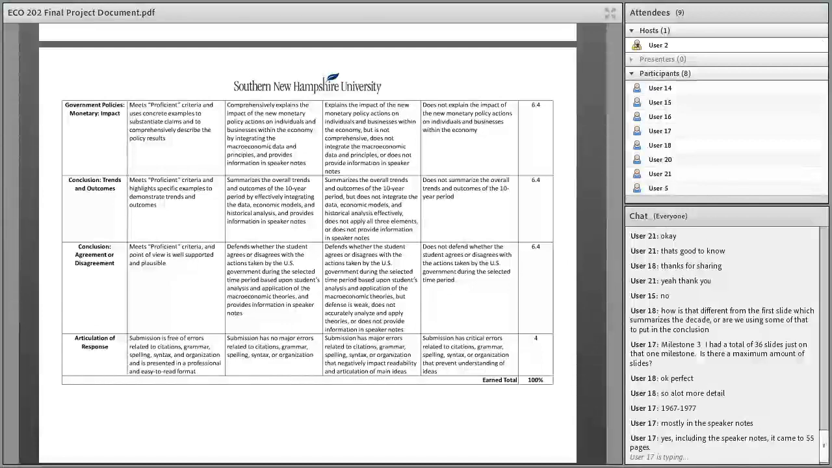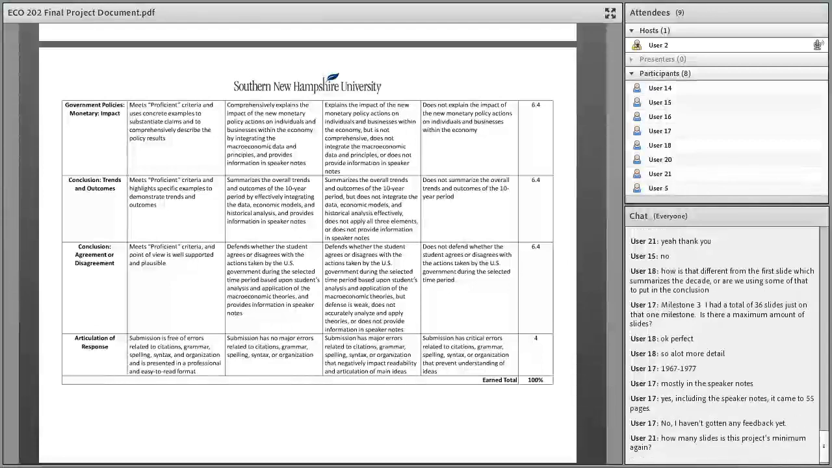So there is not a maximum amount of slides. Did your instructor say anything when they provided you feedback on milestone 3? Yeah, that is a lot of pages for just the monetary policies. I cannot imagine what you wrote in there that would need that many pages for the monetary policies of the 1970s, quite honestly. Because in the 1960s, they did not use a lot of monetary policies, and then in the 70s, they pretty much just changed interest rates.